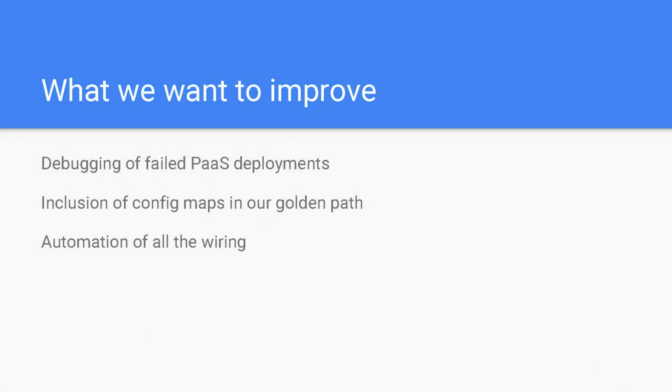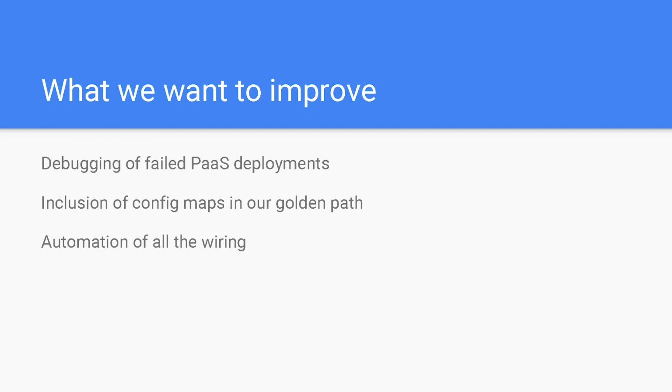So what do we want to improve? We want to improve our debugging of failed deployments. Right now, it's a webhook stage that just gives you an error, it's red, and then good luck. We want to provide logs so the user can actually see what's wrong, and linting and proper feedback.